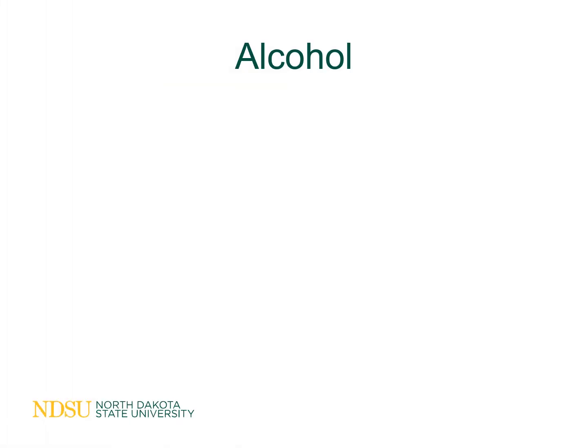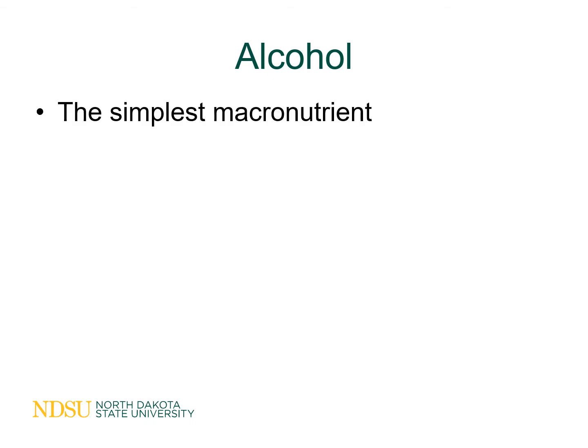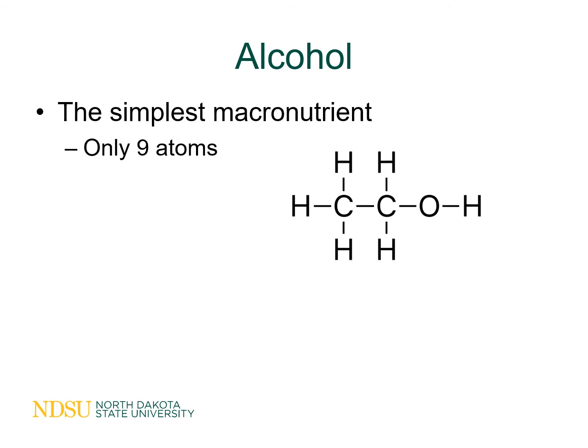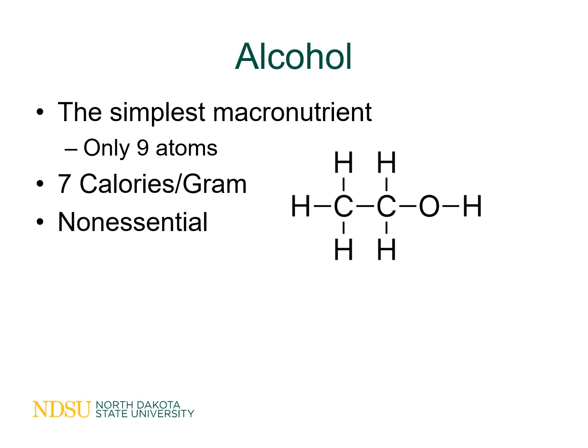We're going to start our macronutrient discussion actually with alcohol. We're going to start with alcohol because it's the simplest macronutrient. It's actually only 9 atoms. So it's 2 carbons, an oxygen, and 6 hydrogens. Alcohol is one of the most energy-dense macronutrients, providing 7 calories per gram. However, it's obviously not essential. We don't need to drink alcohol to survive, which is why some people argue that it's not a macronutrient.